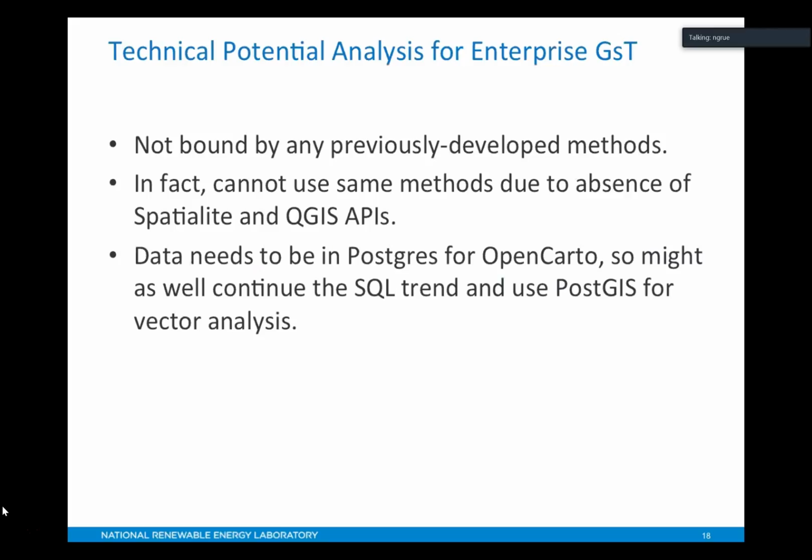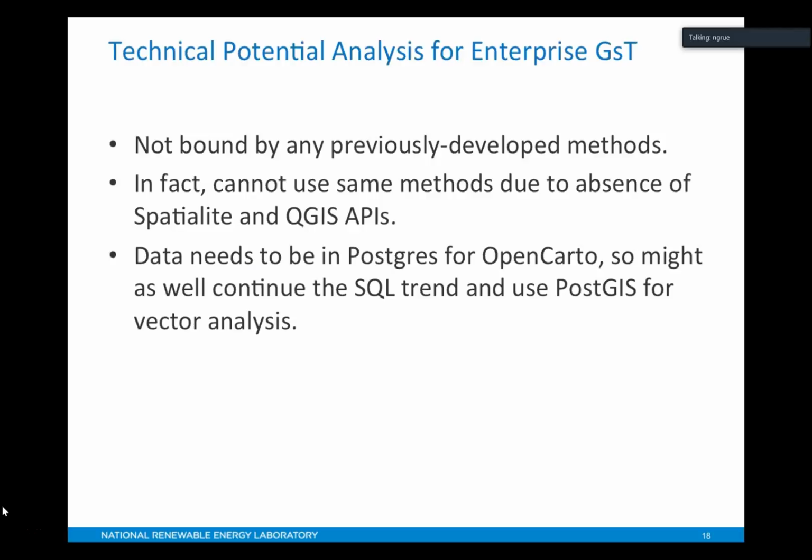So when we were looking at doing the technical potential analysis for the online version, we weren't bound by any previously developed methods. There's a certain method for doing tech potential analysis, but it didn't matter how we got there. If we were able to find a better way to do things, then we had that opportunity. And we couldn't do the exact same methods as before because the technology is different.